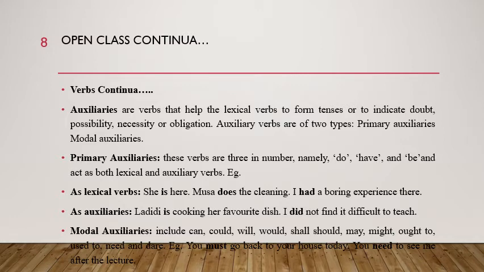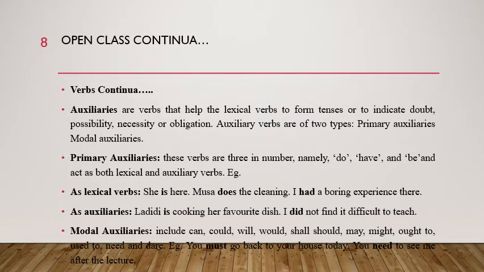Then auxiliary verbs, which are verbs that help the lexical verbs to form sentences or to indicate doubt, possibility, necessity, or obligation. Auxiliary verbs are also of two types. There are primary auxiliaries and then modal auxiliaries. Primary auxiliaries are those verbs, there are three in number. For example, do, have, and be, and they act both as lexical as well as auxiliary verbs.